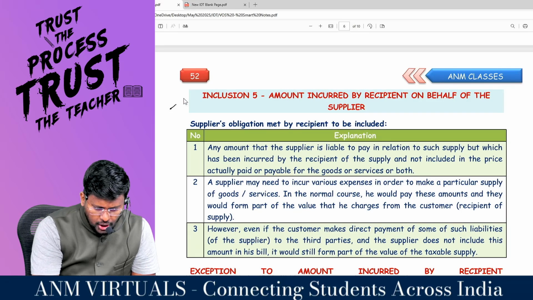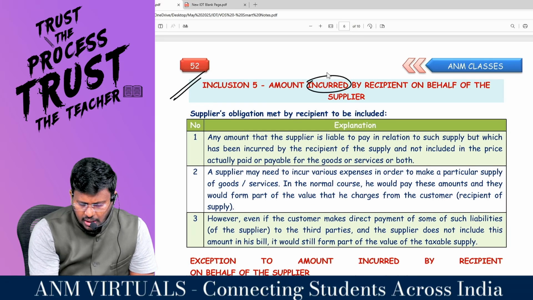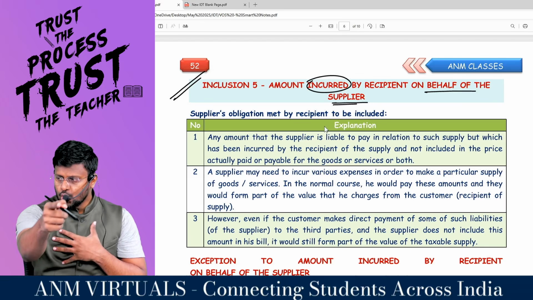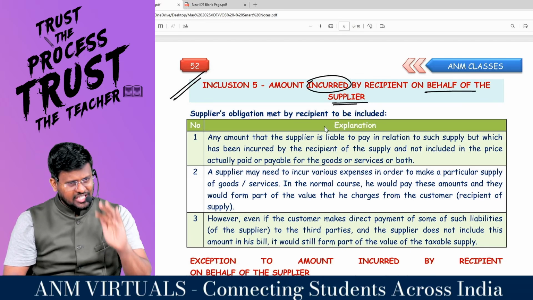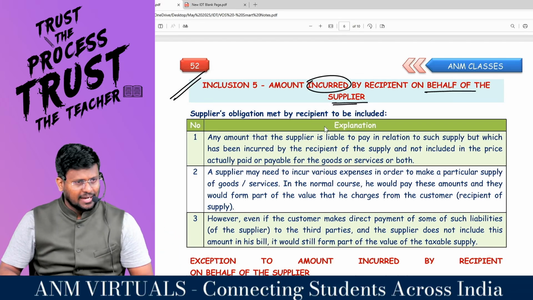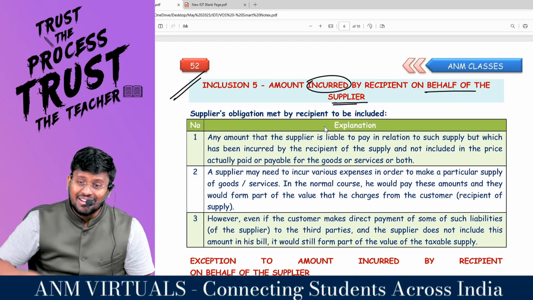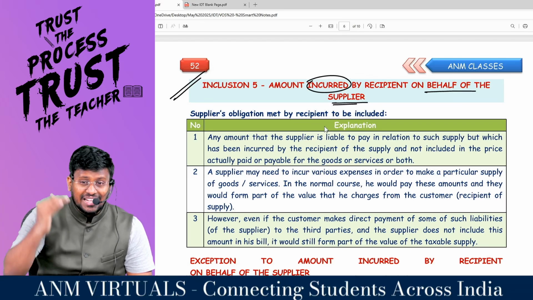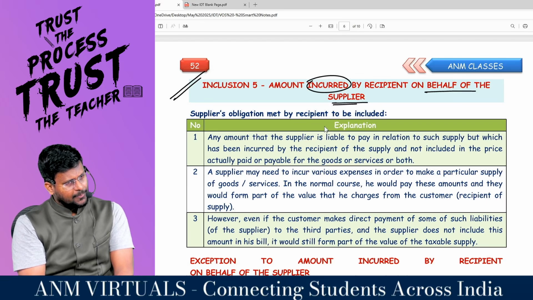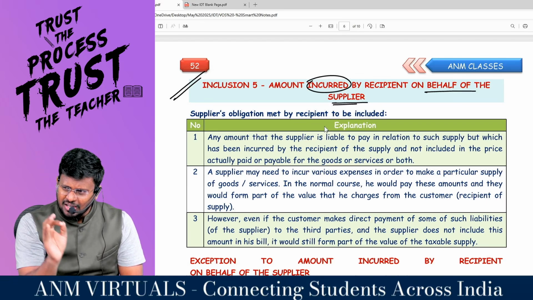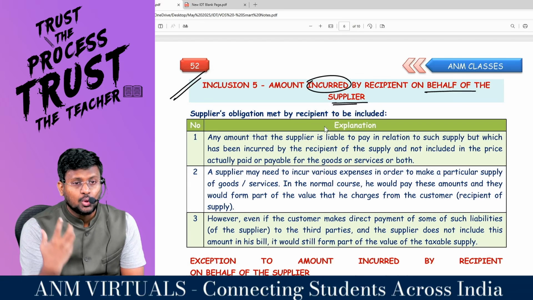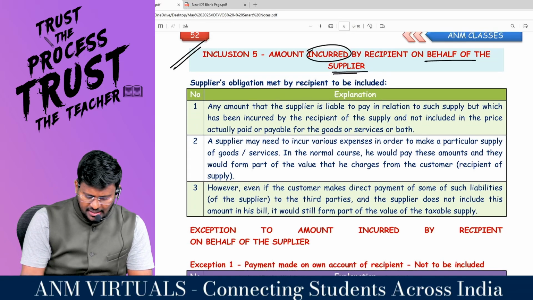Coming to inclusion number 5: any amount incurred by the recipient on behalf of the what? Supplier. I am the supplier. You are the recipient. Actually, one of the expenses I am supposed to incur, but on behalf of me, you are incurring that. Because of that, what is happening? Transaction value will get affected. Transaction value will reduce. So what the government is saying is, hello sir, if any expense has been incurred by the recipient on behalf of the supplier, then that amount should be included in the value of supply. That's what they are saying.